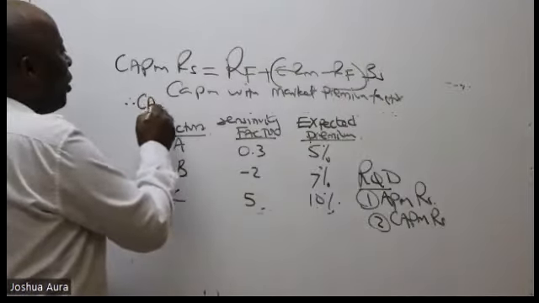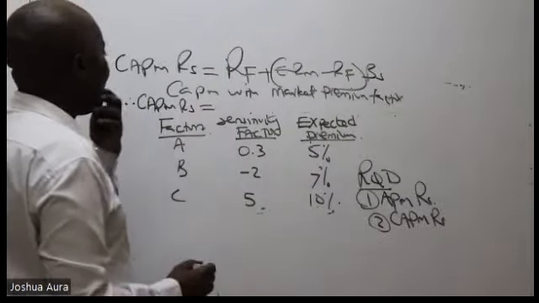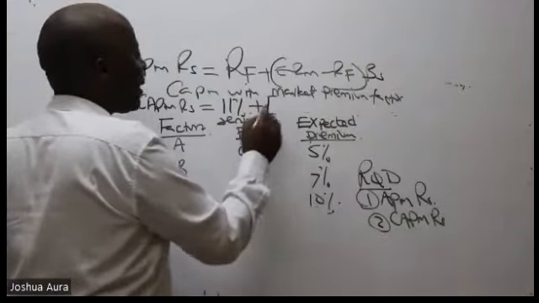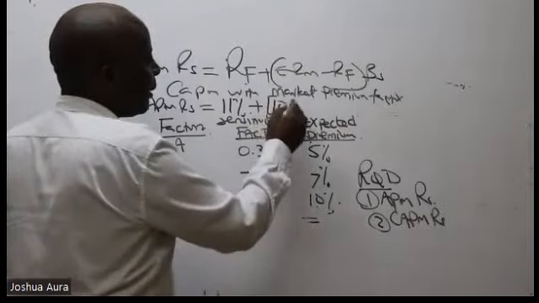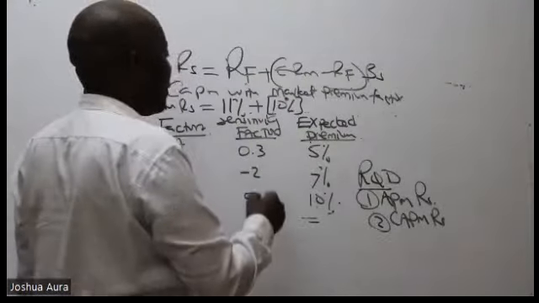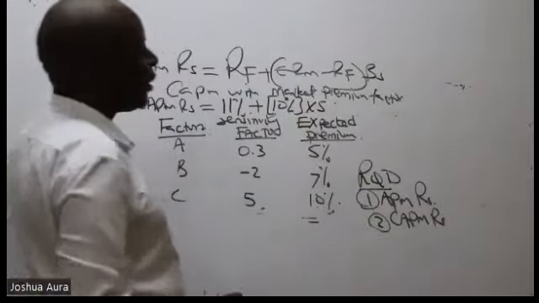And therefore, my CAPM returns of a security will be equal to, could you kindly give me the risk-free? The risk-free, we got this as 11%, plus the market premium. The market premium factor is 10%. So 10% times what here? The beta factor, which is 5.